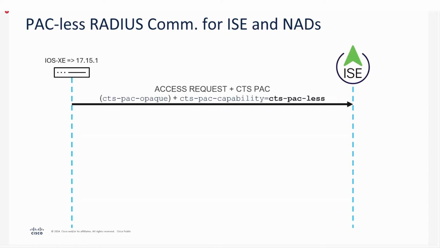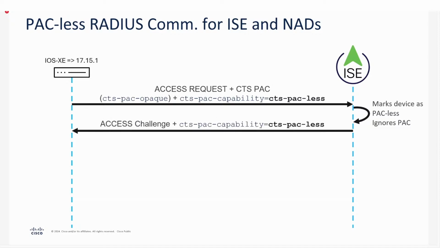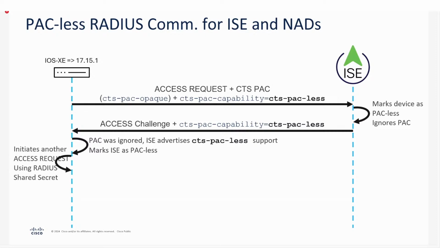Can you? With ISE 3.4, it says, all right, so this device is PAC-less, so I'm going to ignore the PAC that it sent, and then it's going to send back a challenge that says, hey, guess what? I am also PAC-less. So the switch says, all right, well, you ignored my PAC. You say you're PAC-less, so I'm going to mark you as PAC-less as well. So from then on, they're going to speak without using a PAC.